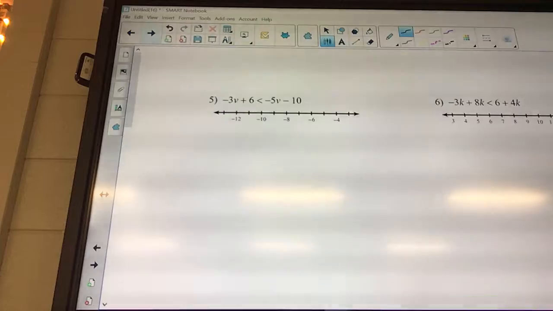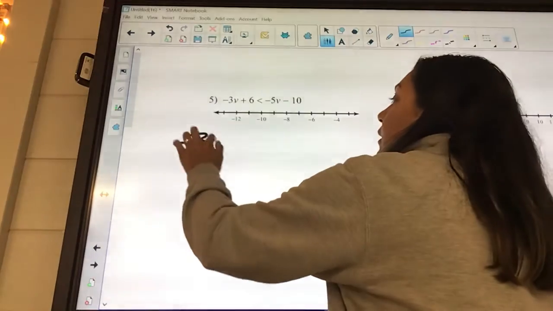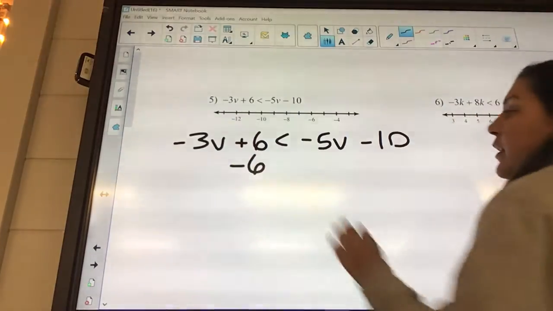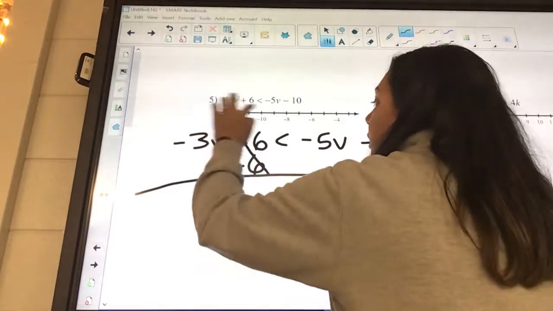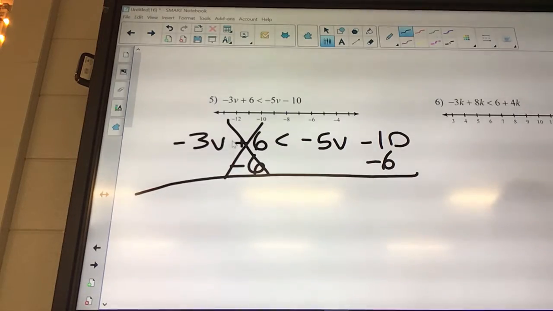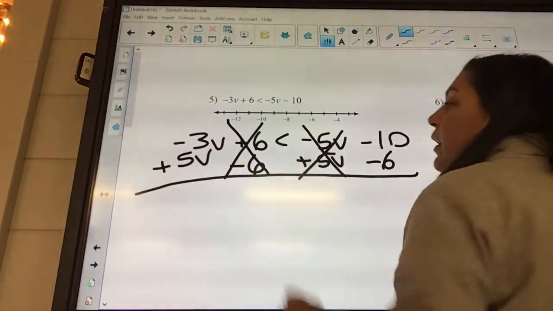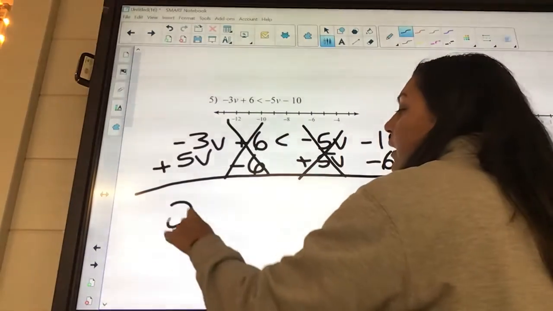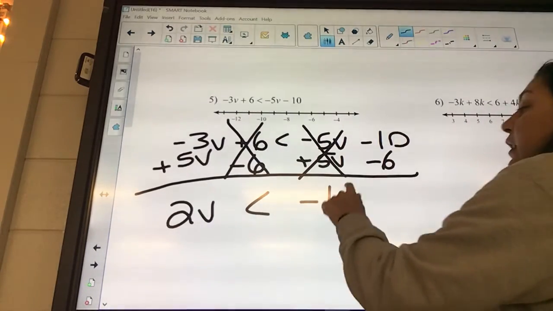What needs moved? The positive 6. So we say minus 6, and what do I put that under? Under the 10. Okay, Jared, what else needs moved? The 5. Okay, so we're going to say plus 5v. Negative 3 plus 5. Positive 2v. And then negative 10 minus 6. Negative 16.